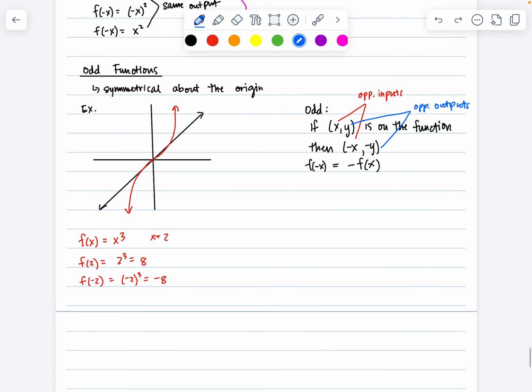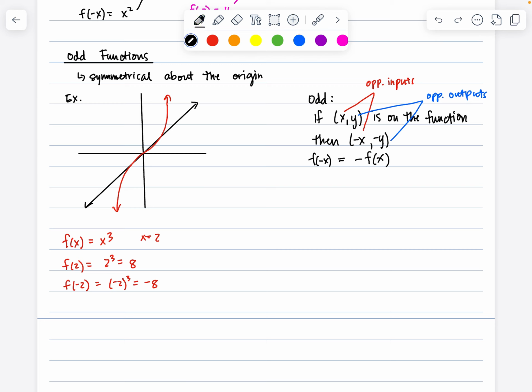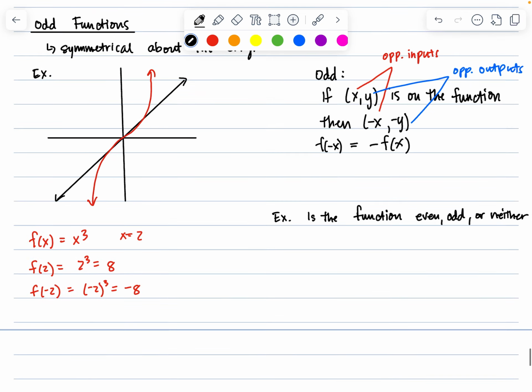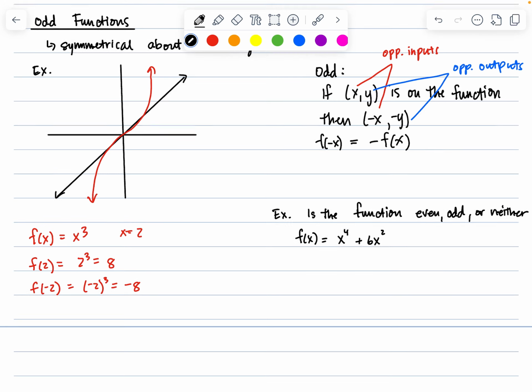And let's just do a couple quick examples. Yep, let's just do one for now. Is the function even or odd? Or neither? It could be neither. Even, odd, or neither. All right, so let's do f of x is equal to x to the fourth plus 6x squared.